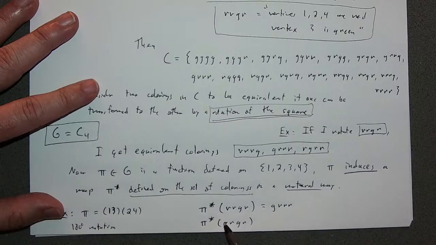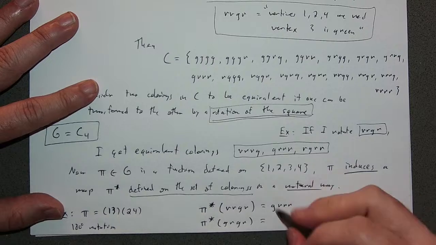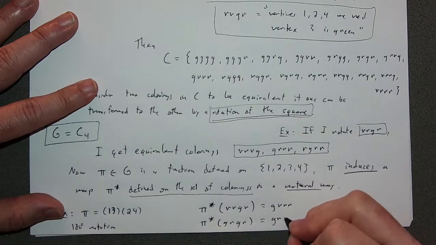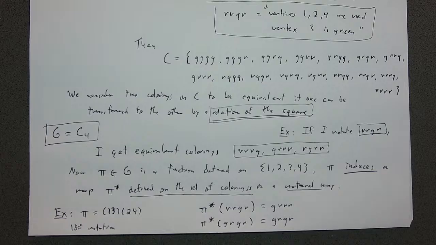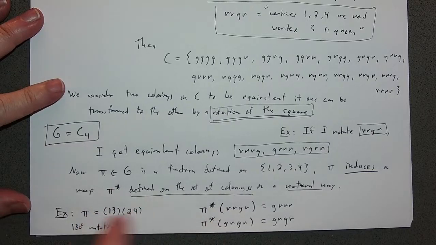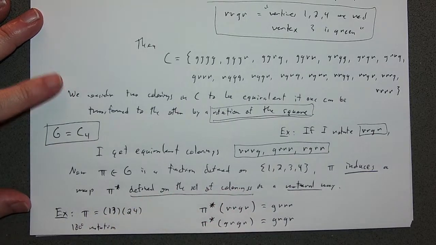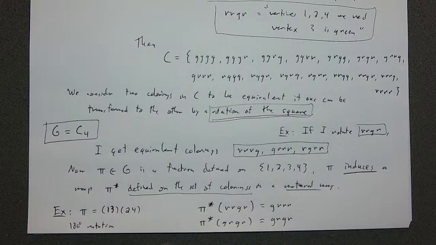Well, this G would go to the first G, this red would go to that red, and this red would go to the first red. So this is actually totally fixed. That coloring is just sent to itself by this pi star. Obviously, different permutations induce different maps. That makes sense. These are different functions, so of course this induced function is going to be different for those things.